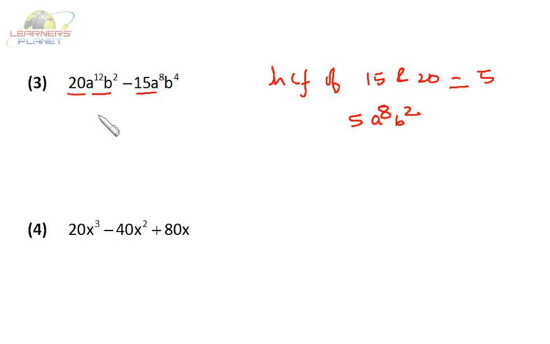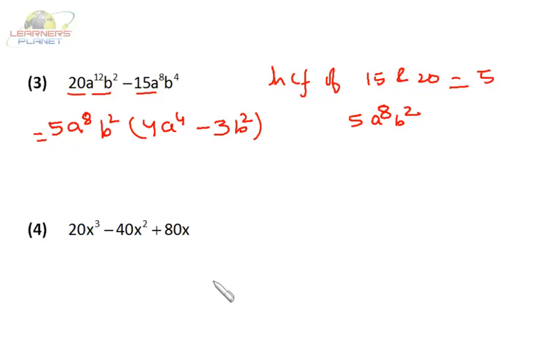Okay, now what we have to do? We have to take this common, that's 5 a raised to 8 b square. Now put a bracket, divide this expression by this. So 20 by 5, 4. A raised to 12 by a raised to 8 is a raised to 4. Then b square by b square is 1. Okay. Similarly, 15 by 5 is 3. A raised to 8 by a raised to 8 is 1. And b4 by b square is b square. Okay. So isn't it very simple? This is the factorization of it.